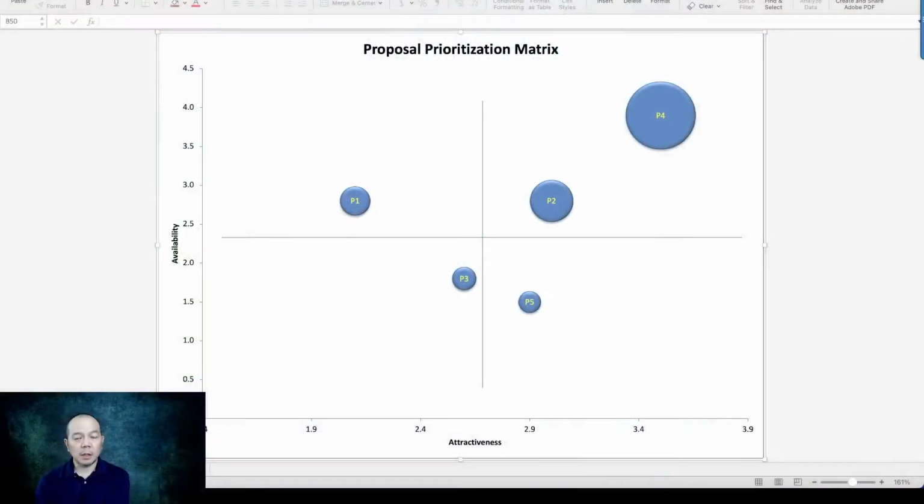I've built a tool in the past using Microsoft Excel to help me gauge and better understand which one to move forward with and which not to. What it looks like in the end is a chart where you have availability on the y-axis and attractiveness on the x-axis, based on a set of criteria that eventually we translate into numbers. In this conversation, I'll run through the Excel file, show you how I put this together, and hopefully you'll find this useful.